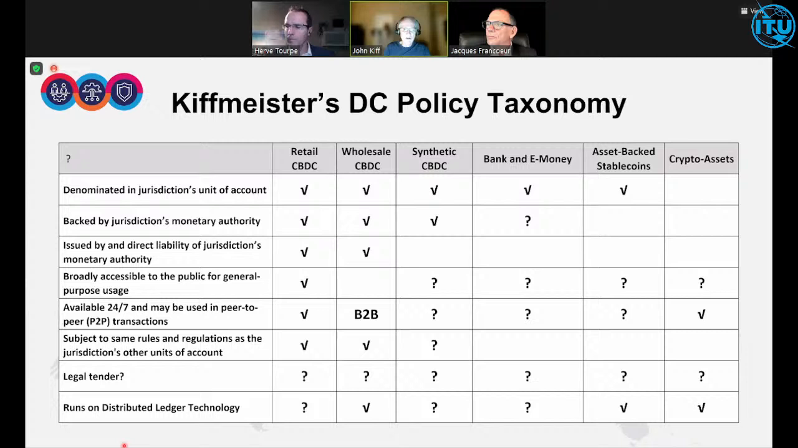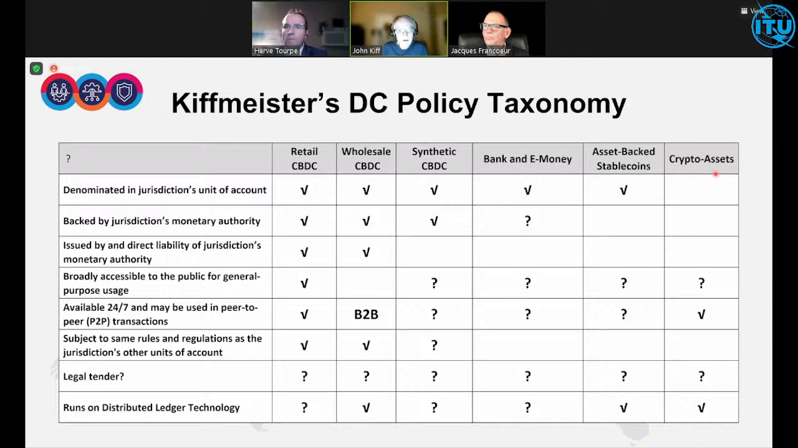So we spent some time iterating through different definitions of the core elements of what a CBDC is versus all these other different types of money. So for instance, the question always came up, what makes a retail CBDC, retail being something that everyone can use as opposed to a wholesale, by the way. Wholesale is where it's only used by a certain smaller class of users.